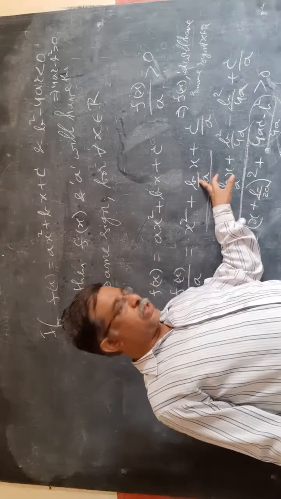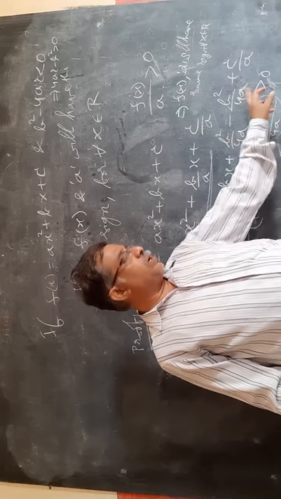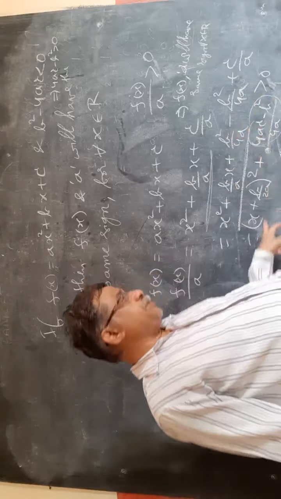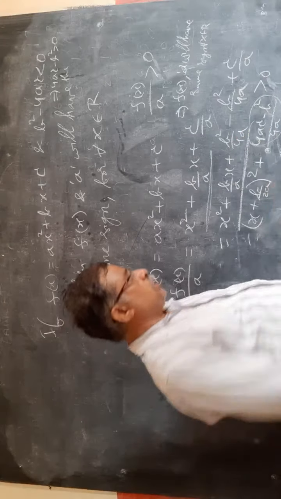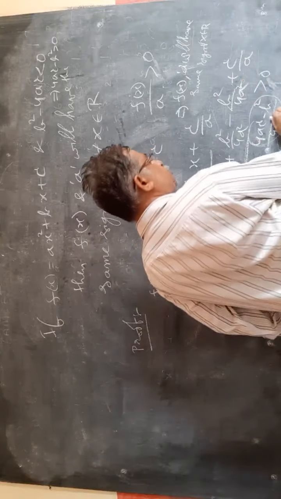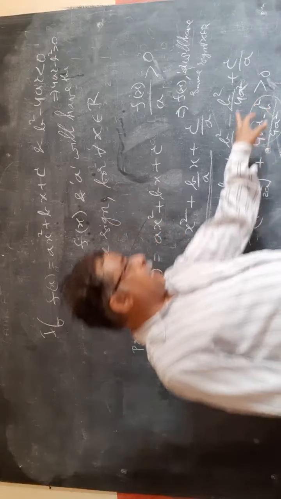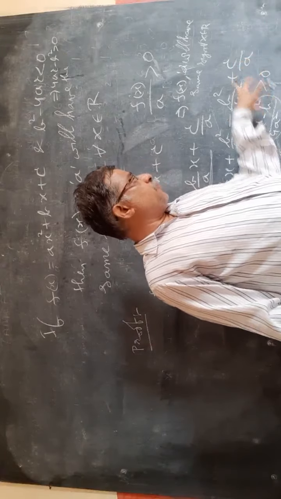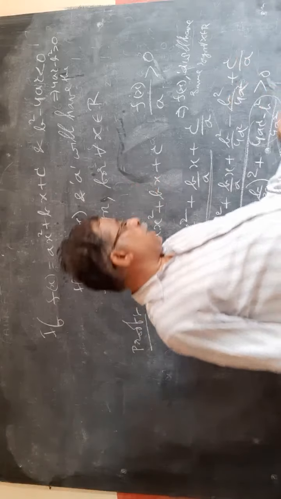x square plus 2 times x times b by 2a, I need b by 2a whole square, so I am adding and subtracting b by 2a whole square. x square plus 2xb by 2a plus b by 2a whole square is nothing but x plus b by 2a whole square. Followed by that, the LCM is 4a square, so this becomes 4ac minus b square by 4a square.